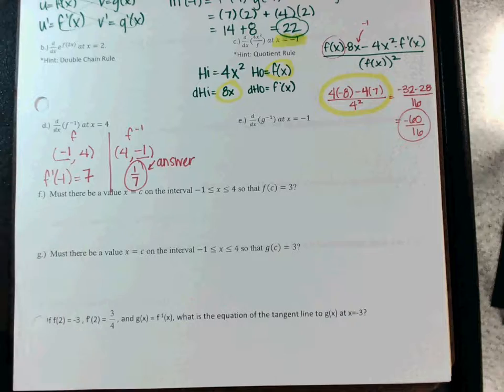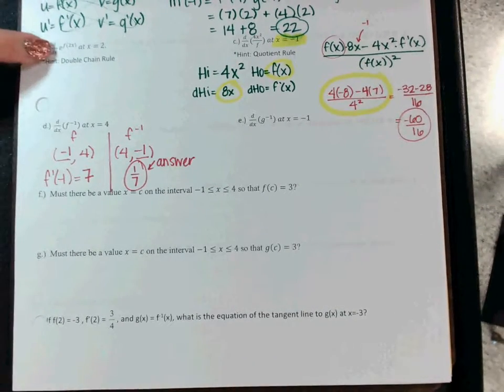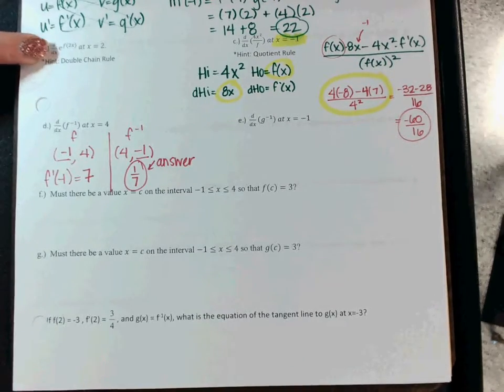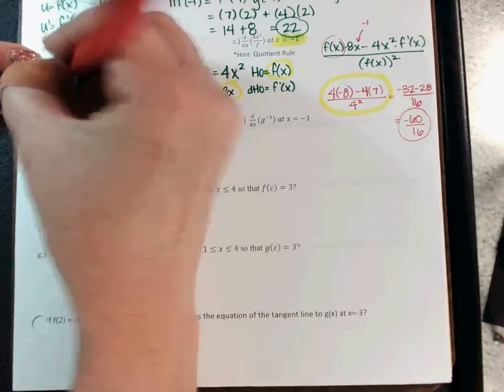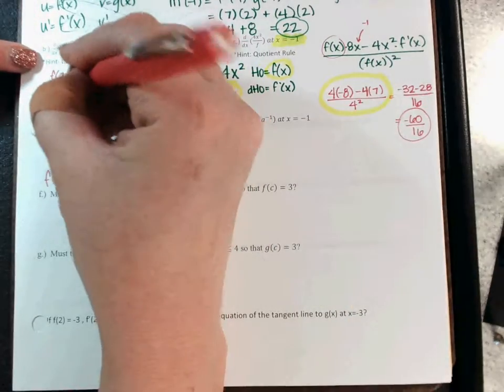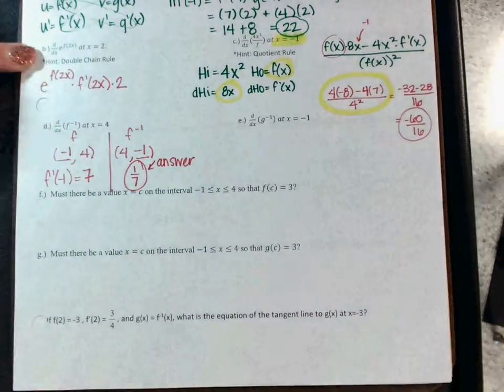Okay, I'll take the derivative for you on B, but I want you to plug it in on your own. What is the derivative of e to the f of 2x? E to the f of 2x times, what's the derivative of f of 2x? F prime of 2x times 2. So that would be your derivative.